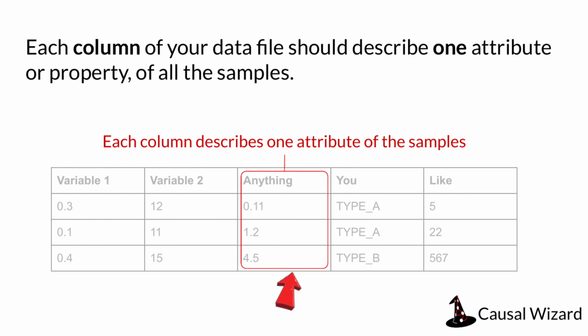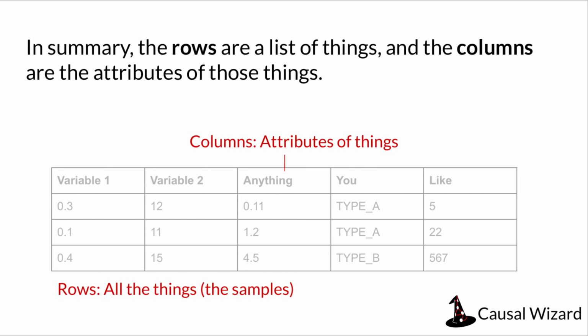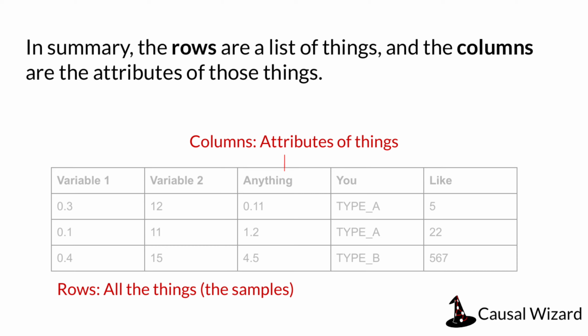The columns of your data file should describe the attributes or properties of the things. Each column should give the values of that one attribute, for all the samples. So to summarize, the rows are a list of things, and the columns are the attributes of those things.